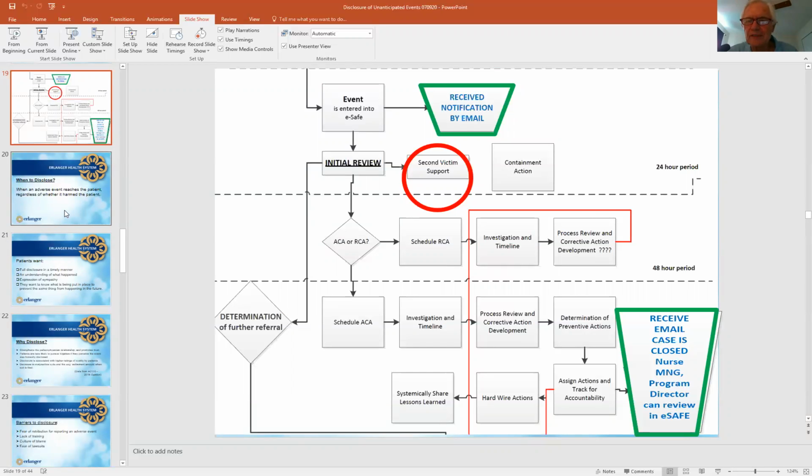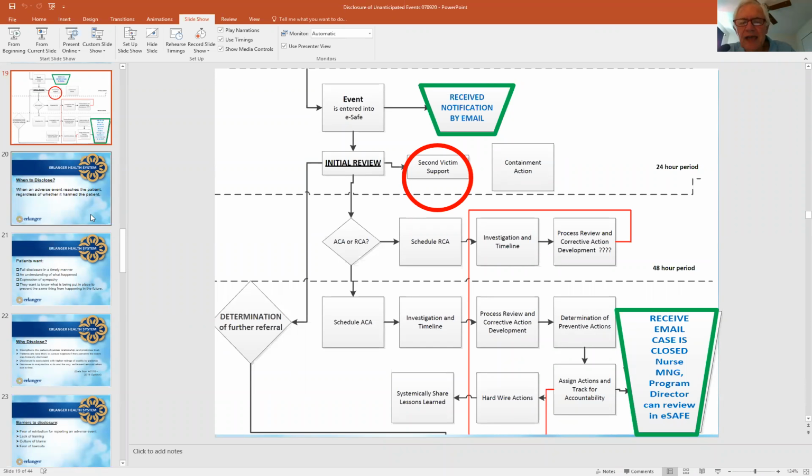Pardon me one second. Within that 48-hour period for that RCA, all of these lead to a process review and corrective action being developed. And then those lessons are shared systematically across the system and hardwired.